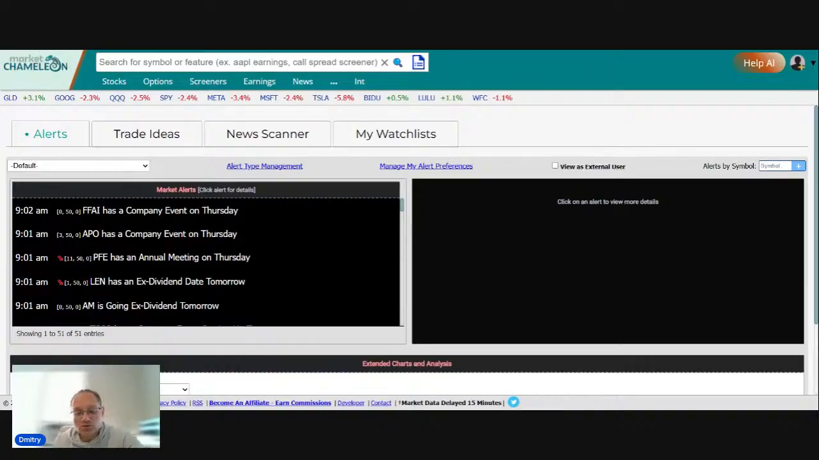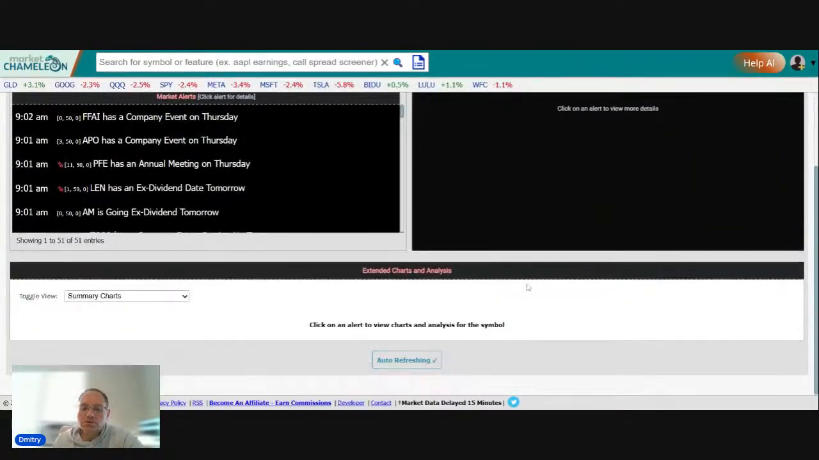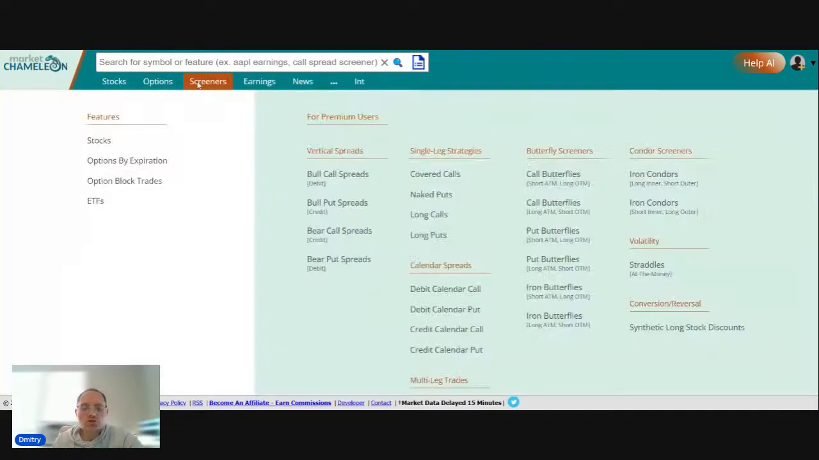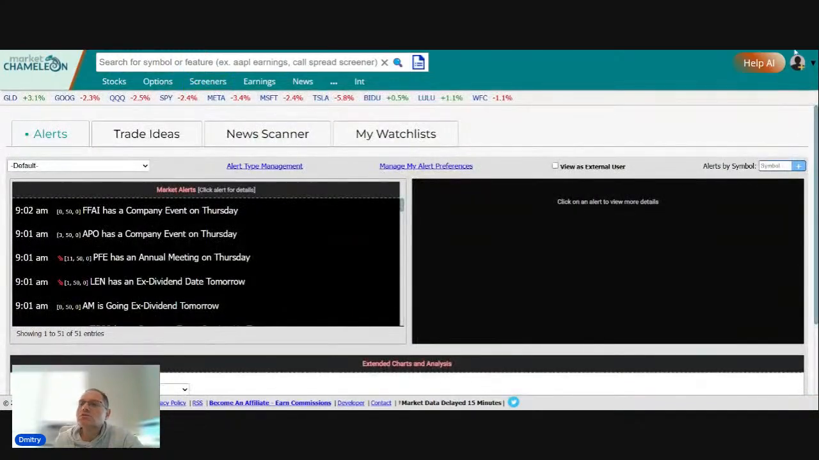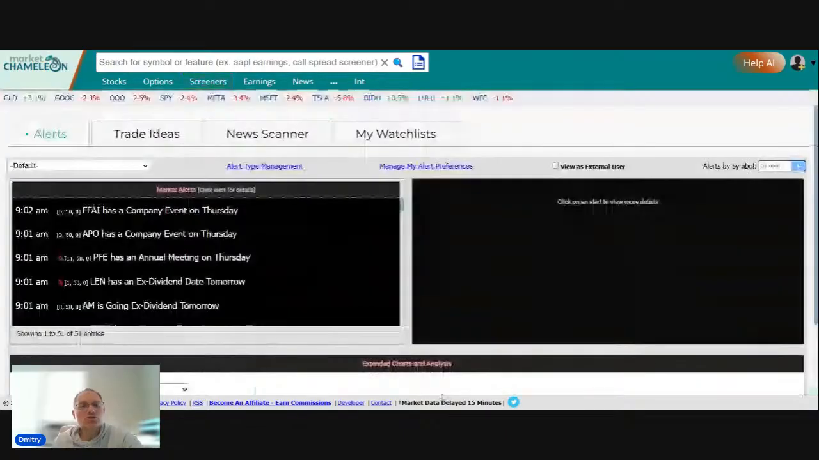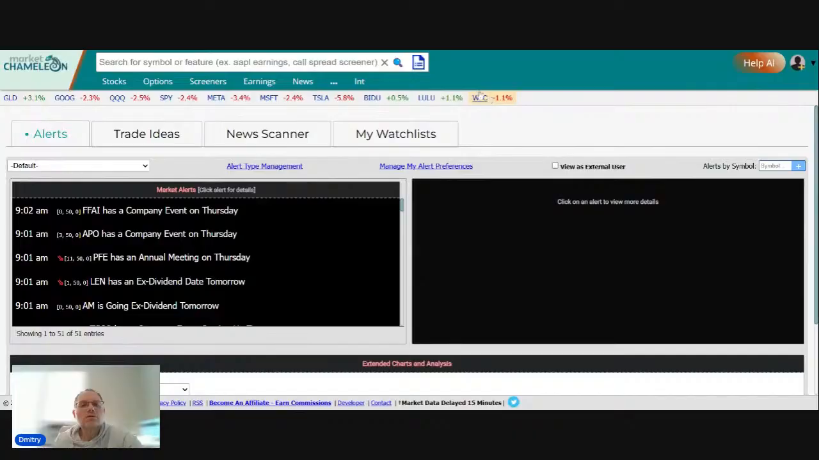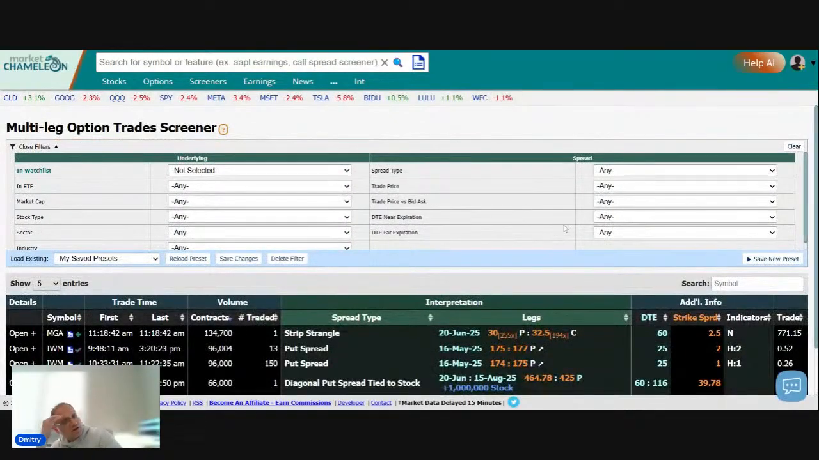So let's go to the screener, and under screeners up top, hold on one second, Will. Screeners, multi-leg trades. For some reason, there we go. Hit on the multi-leg options trade screener, and you will come to this page.